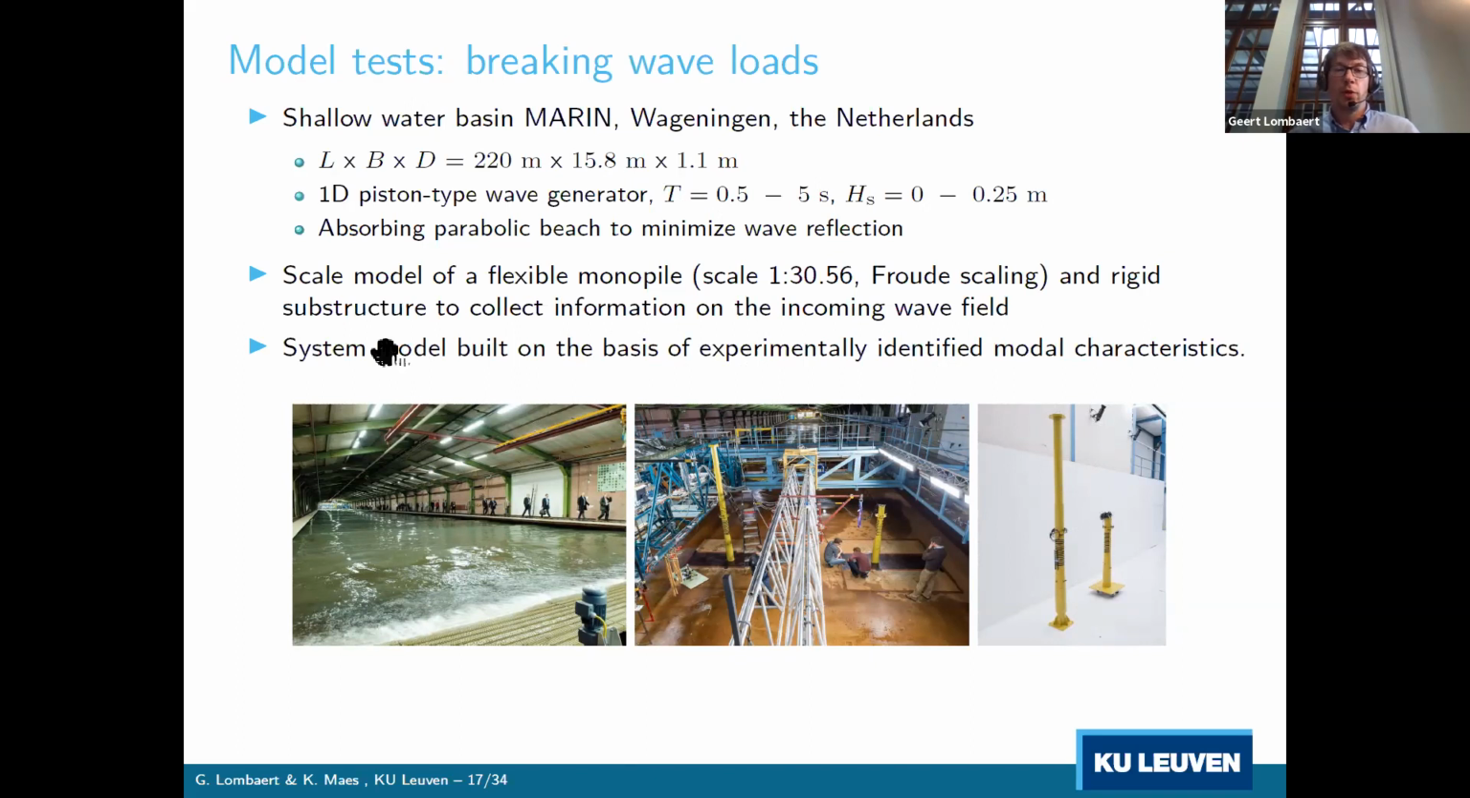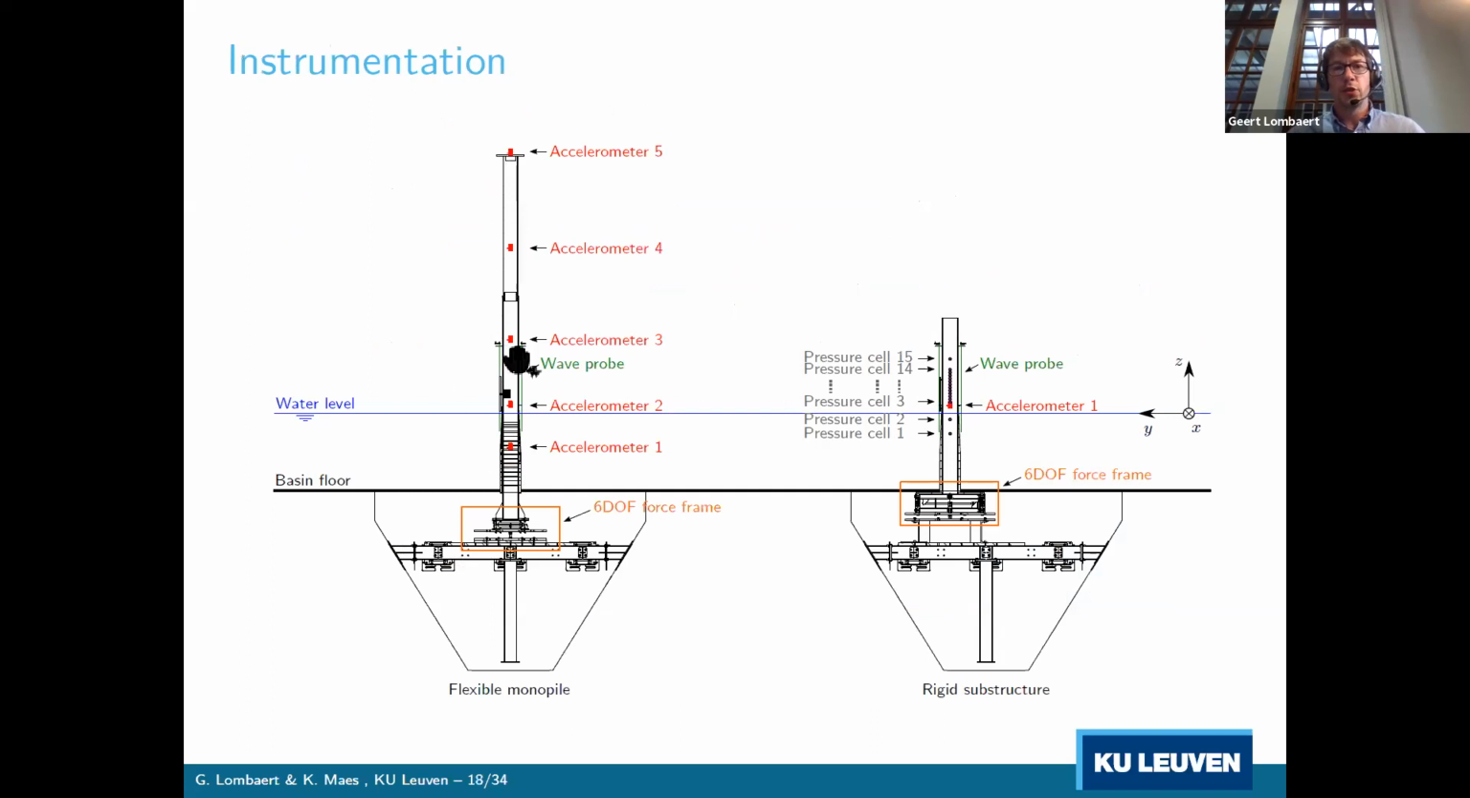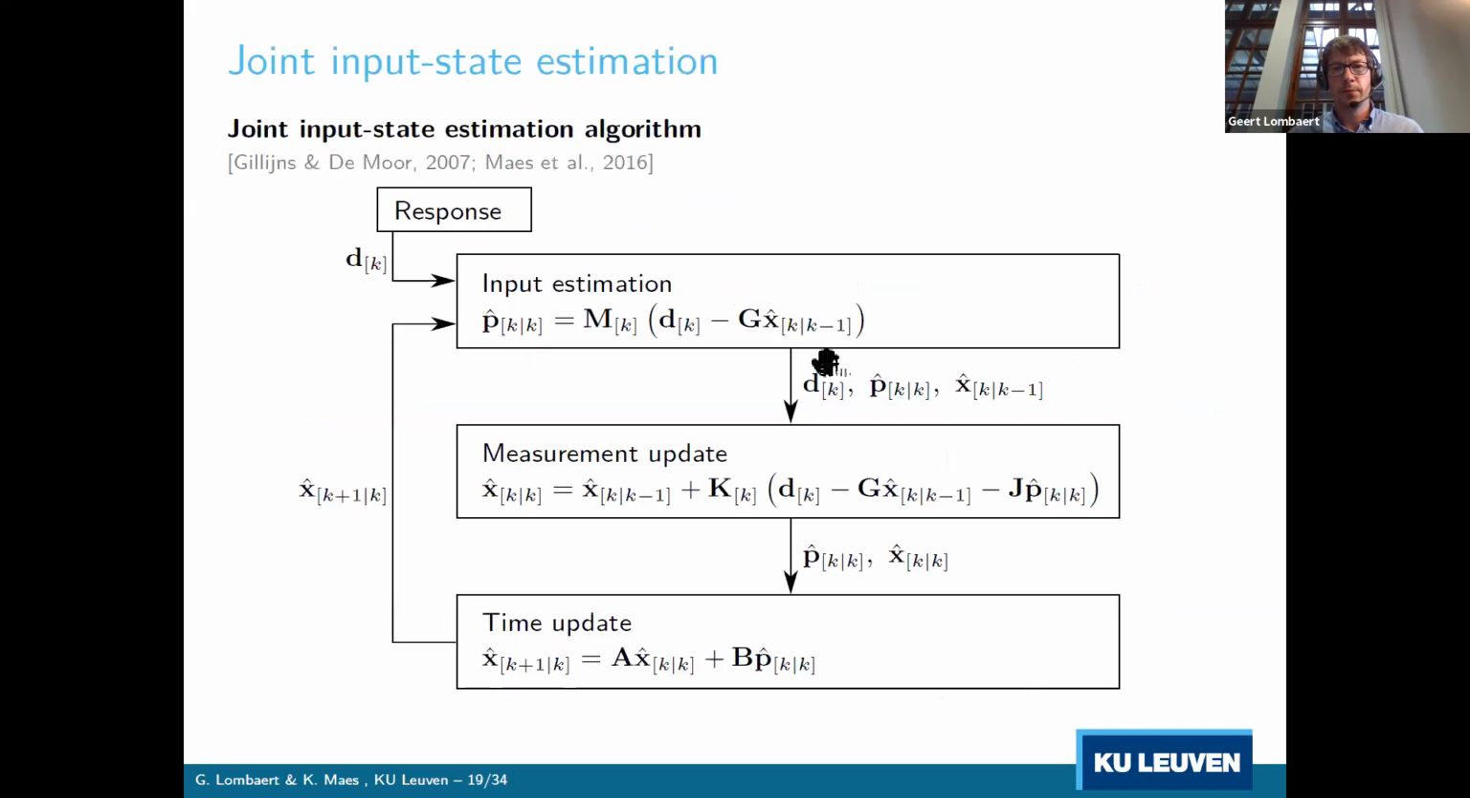In this case, we've simply built the system model based on experimentally identified modal characteristics only. So it's again a modally reduced order model, but only with experimental characteristics. Here you can see a number of accelerometers over the flexible tower. We've used data from accelerometer 2, and here you can see the pressure cells which were used to verify the solution of the input estimation.